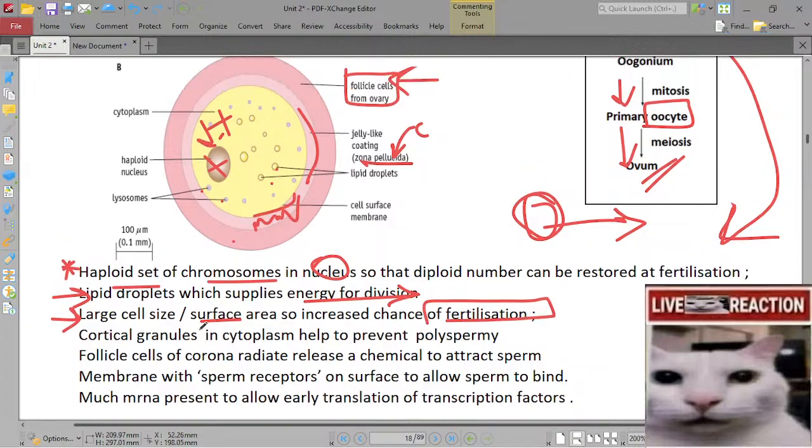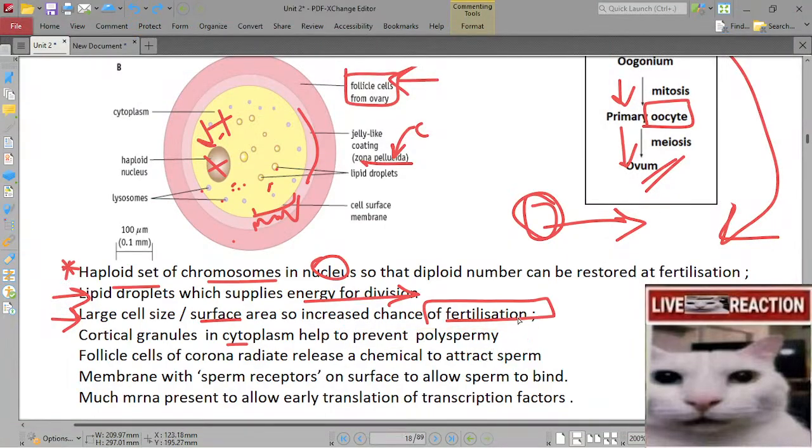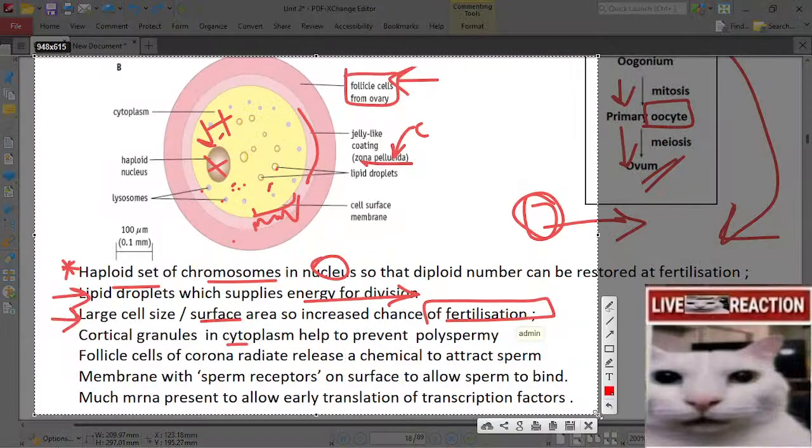Cortical granules. Now, cortical granules are in the cytoplasm. It's not labeled here, but you can imagine there are cortical granules here and there, which help to prevent polyspermia. Okay, let's see. What are cortical granules?